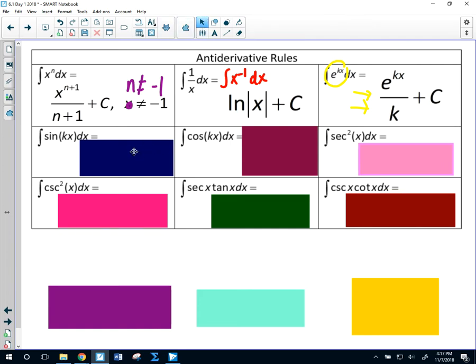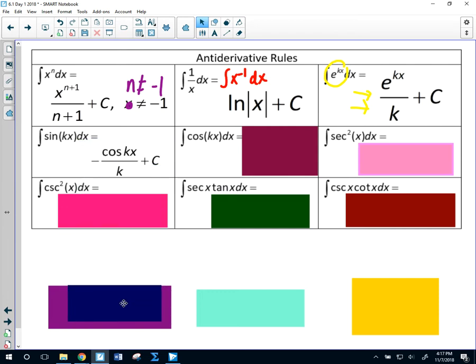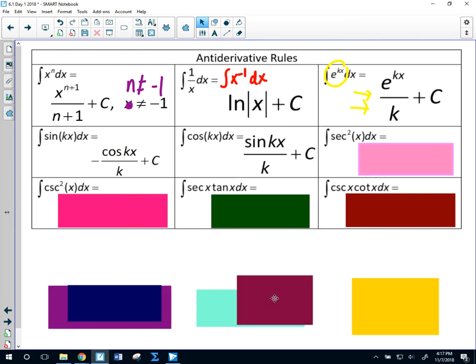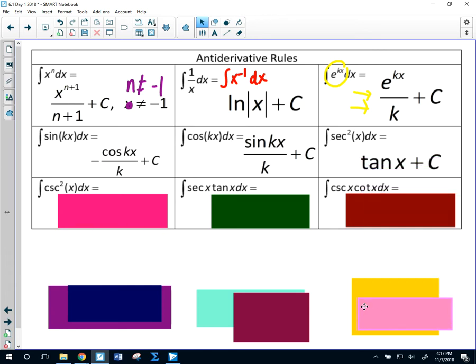Okay, moving on. The integral of sine of kx dx, again, k is a constant, would be equal to negative cosine kx divided by k plus c. That should kind of lead you to what the next one's going to be. The integral of cosine of kx dx is equal to sine of kx over k plus c. So again, basically we're saying the derivative of sine of kx over k is equal to cosine of kx. The integral of secant squared is tangent x plus c.